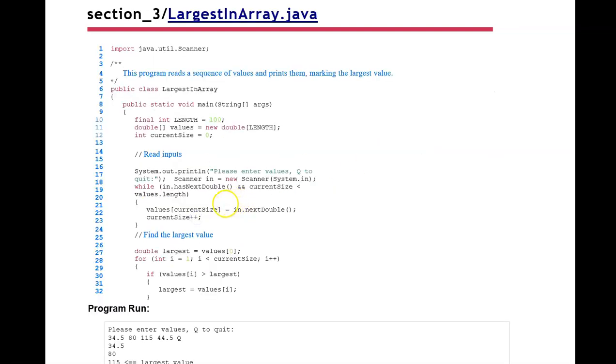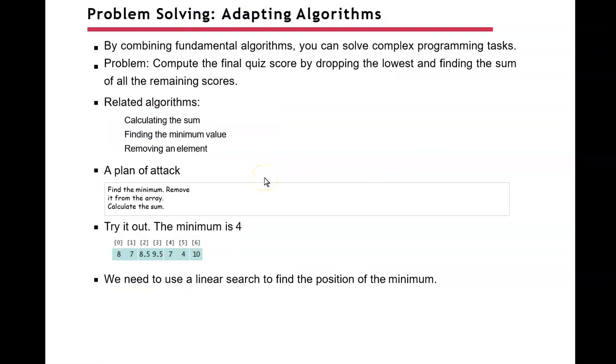So here's some code to show how to get the largest value in an array. Just running through it rather quickly. So by combining fundamental algorithms, you can solve more complex problems. Compute the final quiz score by dropping the lowest score and finding the sum. Well, calculating the sum, find the minimum value, remove an element. So find the minimum and remove it from the array, then calculate the sum.